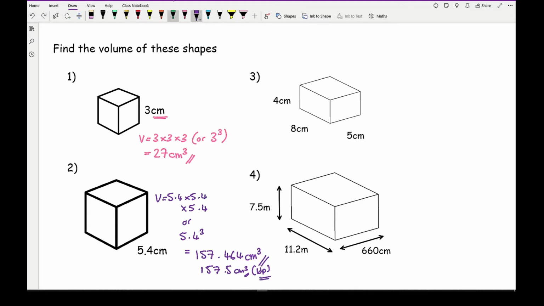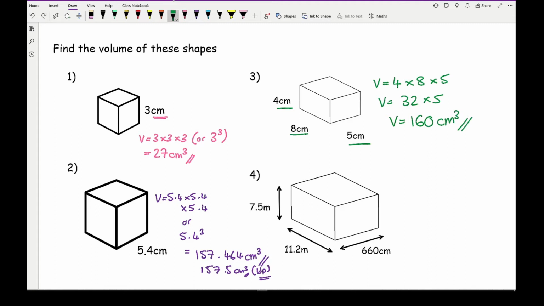Now with question 3, this is a cuboid. So again, all I need to do here is multiply the 3 lengths that I've been given. So here it's going to be 4 times 8 times 5, which is going to be 32 times 5, which equals 160. It's going to be centimeter cubed, and there is my final answer.